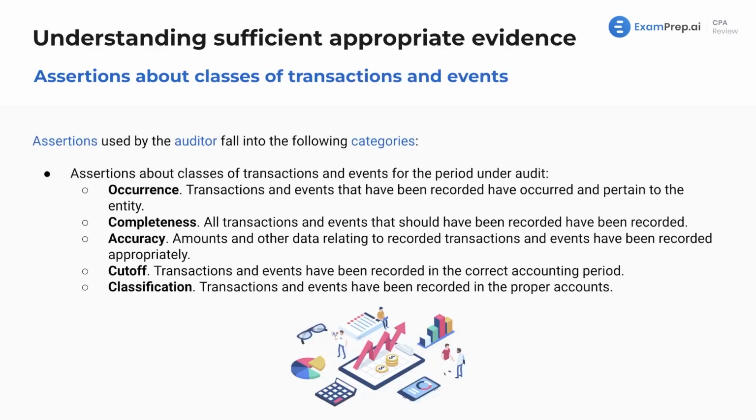Let's go back to our first one here. Assertions about classes of transactions and events for the period under audit. These are the assertions, so I would definitely memorize that these are the assertions having to do with transactions and events, and then obviously memorize the following slides as well. And also, you want to make sure you understand the differences between these, and why I said it's difficult. Sometimes it's difficult to understand the difference between, let's say, occurrence and existence. Like, did something occur or did it exist? They're actually very different. This will help you to distinguish that and earn you free points in the exam.